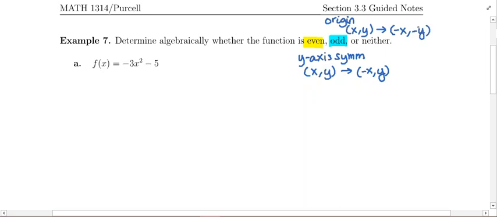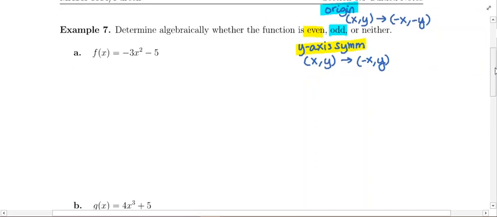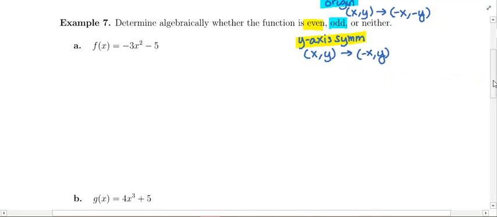Again, this is nothing more than a review from section 2.1. We're going to try it on all three of these functions. Remember, we are dealing with functions here. Anytime you're dealing with a function, it is not possible for a function to have x-axis symmetry. So you don't have to worry about x-axis symmetry, just y-axis symmetry and origin symmetry. All right, so let's get started on the function in example A.